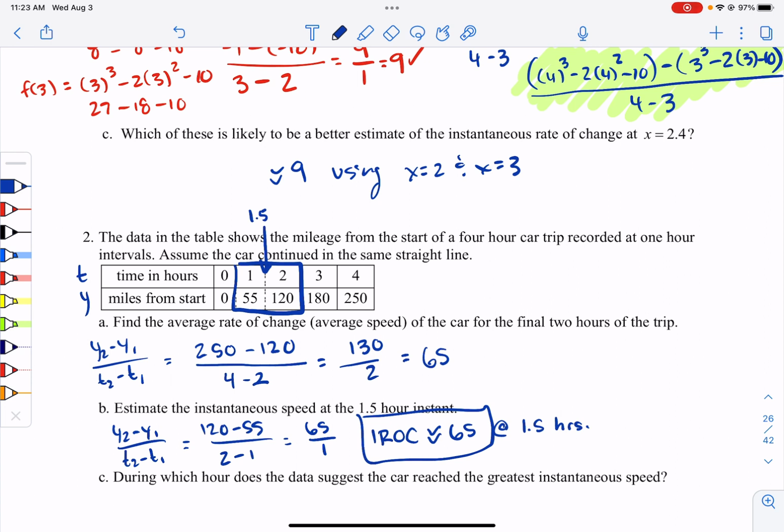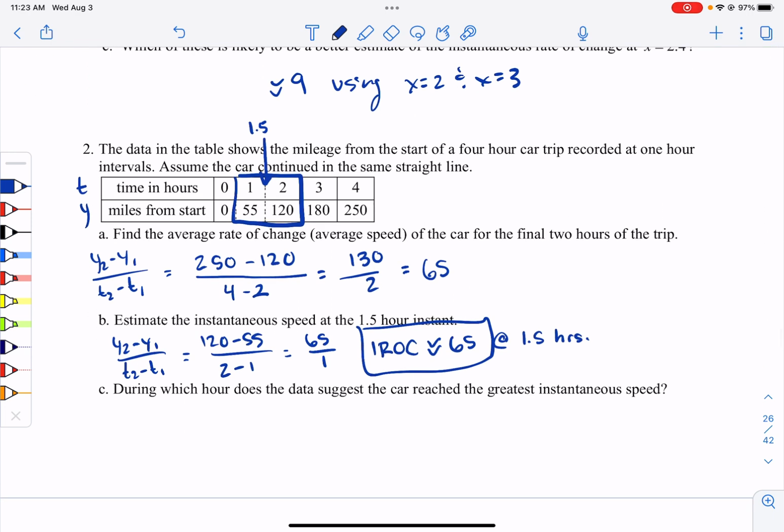Please don't put an equal sign right there. It's not exactly 65 because we don't know that. We're approximating, so be careful with those signs. Part C: during which hour does the data suggest the car reaches the greatest instantaneous speed?